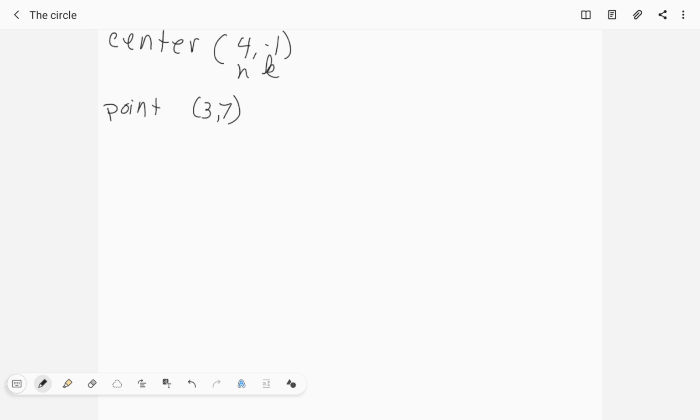So if I want this in standard form, I know what my h and my k are. So I know I'm going to have (x minus 4) squared. And I know I'm going to have y minus -1, so that's (y plus 1) squared. But that's equal to r squared. And they didn't tell me what r was. That's why they give you this point. A point is x and y.